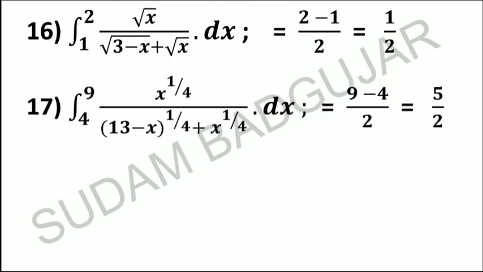Now the next part is the same type, 16, 17. Here in 17 the denominator is a sum of two terms. After applying the property, see, 9 plus 4 becomes 13. After applying the property, the first term becomes the second and the second becomes the first. So directly you can write the answer 9 minus 4 by 2, that is 5 by 2. Okay.